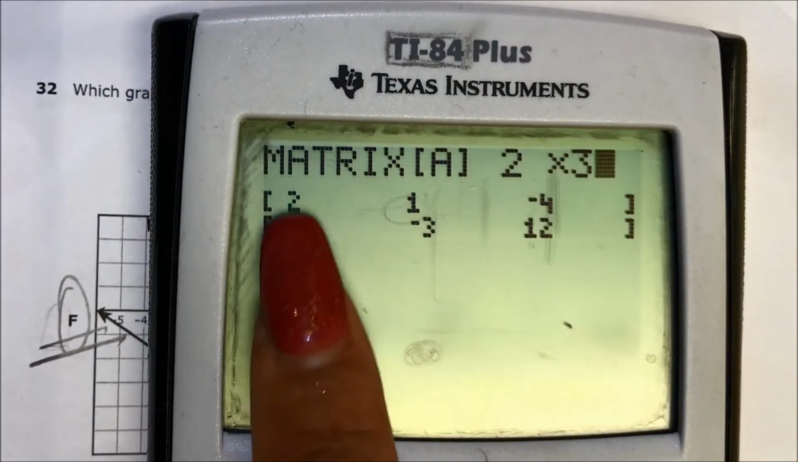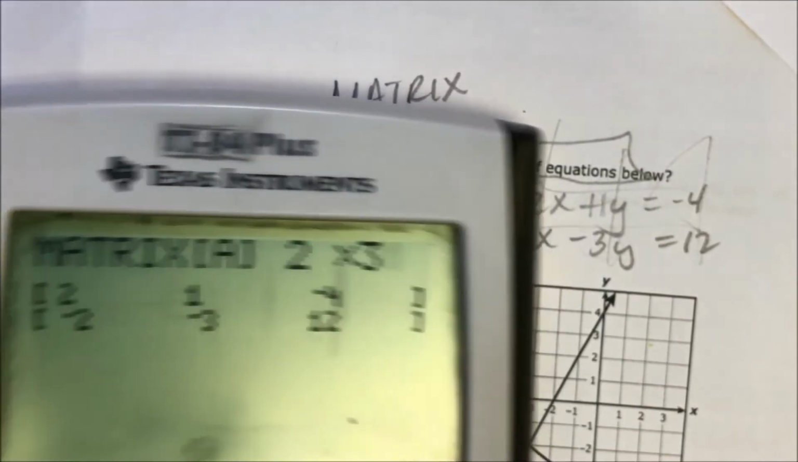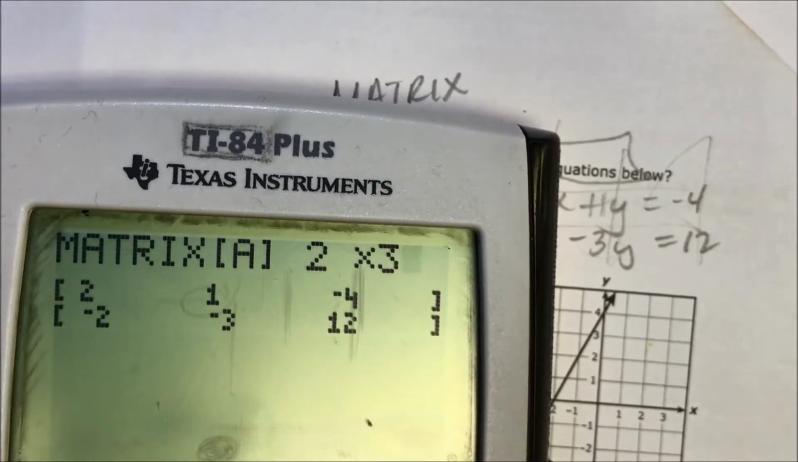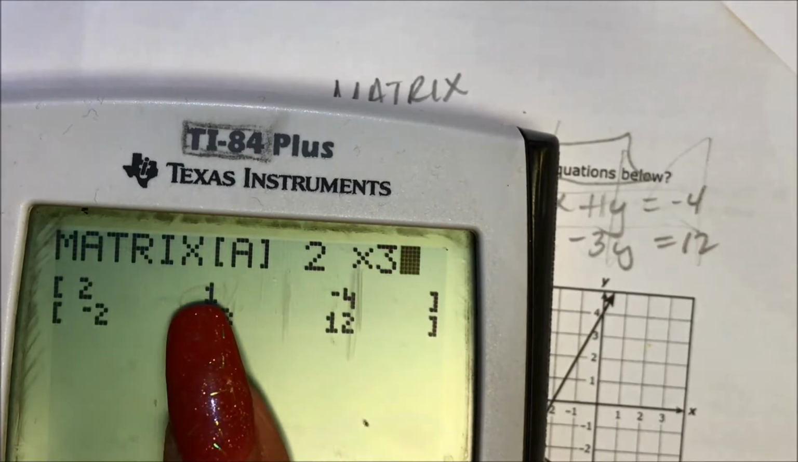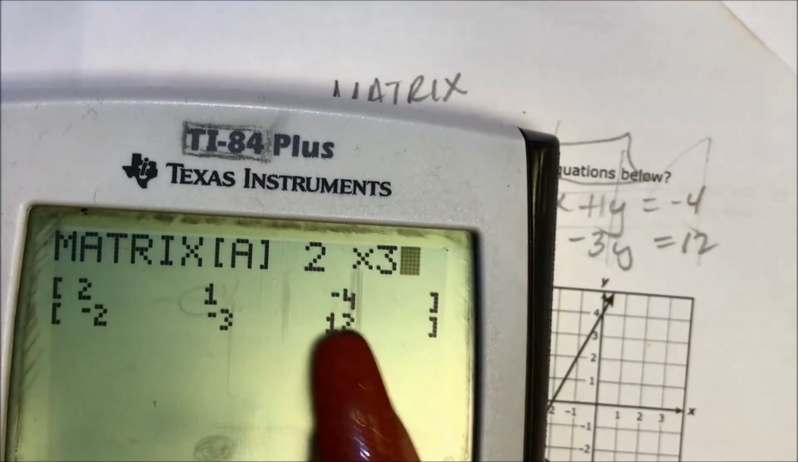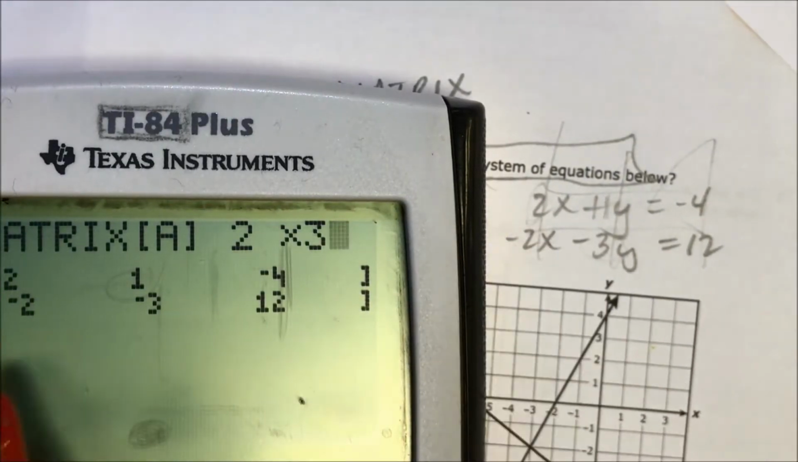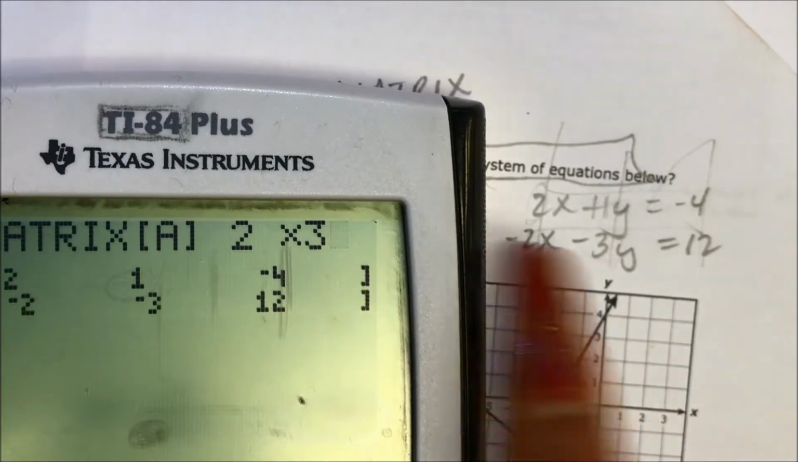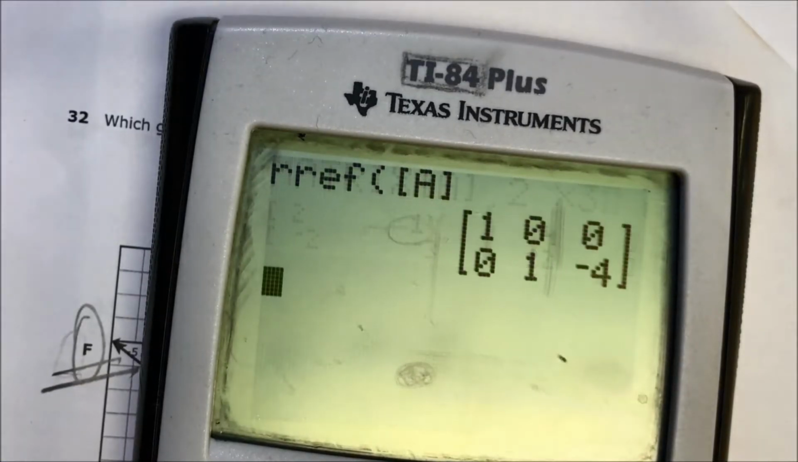Now we enter in the coefficients. So I notice here that in front of the x is a 2, so I put a 2. I notice here that in front of the y, there's no number. That means there's a 1, not a 0. And then negative 4 is what it's equal to, so I put that last. Do the same thing for the next equation. So negative 2 goes first, and then negative 3 is next, and then 12 is last. After you're done, hit second, quit.